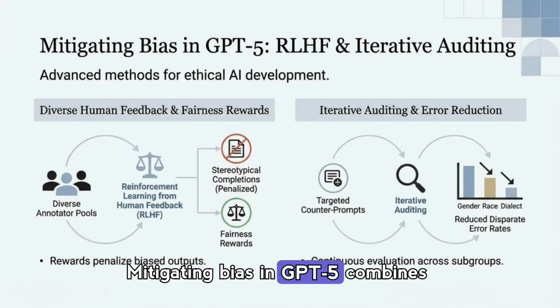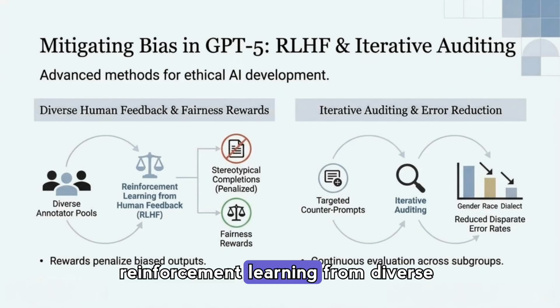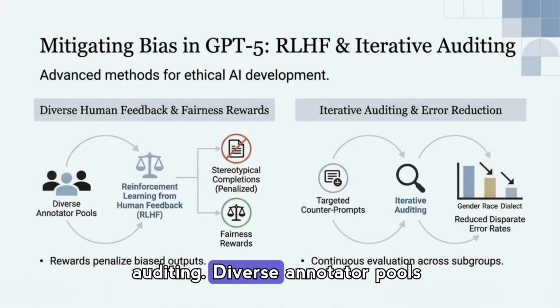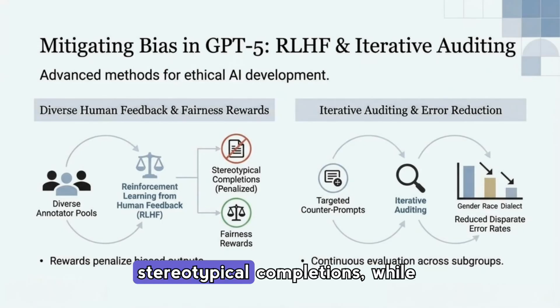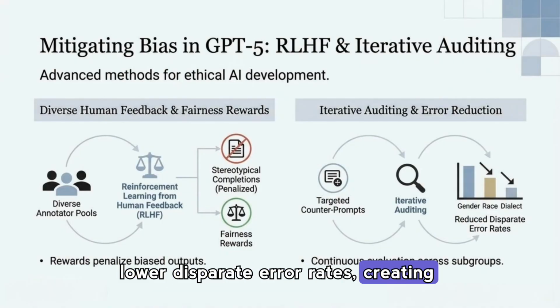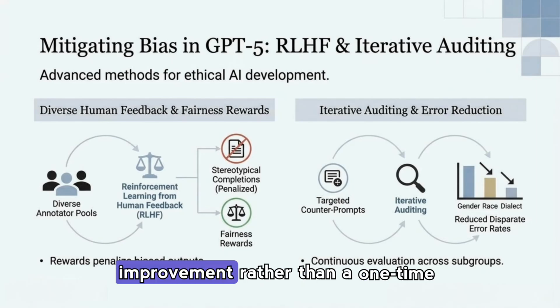Mitigating bias in GPT-5 combines reinforcement learning from diverse human feedback with iterative auditing. Diverse annotator pools and fairness rewards penalize stereotypical completions, while targeted counter prompts and repeated subgroup evaluations help lower disparate error rates, creating a process of continuous improvement rather than a one-time fix.